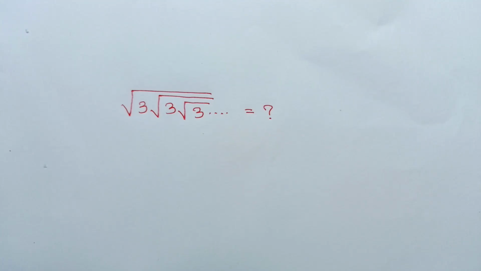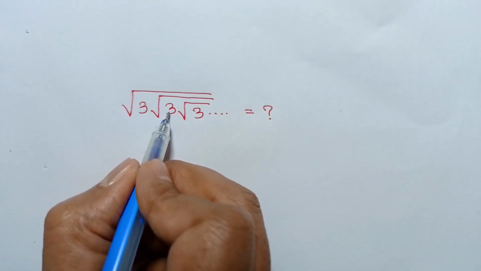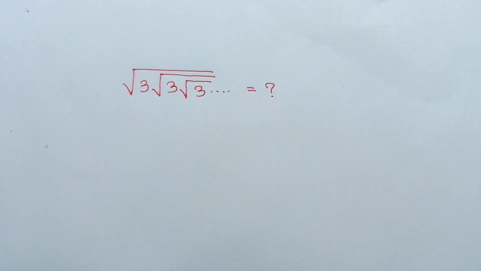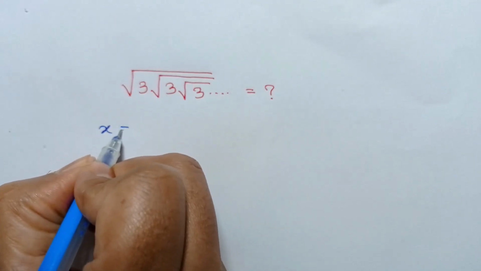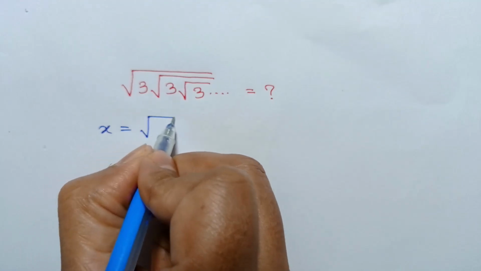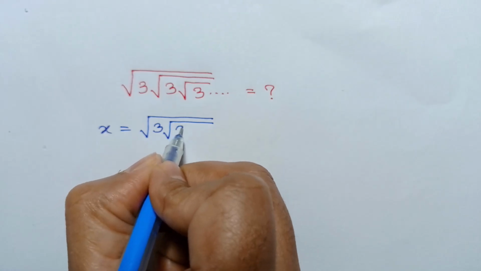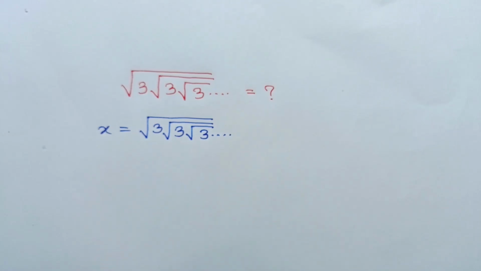Hi everyone, in this video I am going to show how to find the value of √3, √3, √3 up to infinity. Let's consider x as √(3√(3√3)) up to infinity.